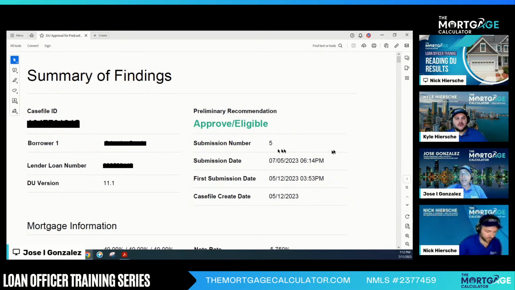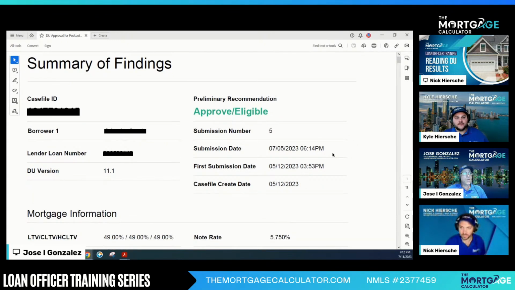Dissect the findings and figure out what needs to be done to the file in order to get the approved eligible. You'll know where the deficiencies may lie, right? So let's go on with it.